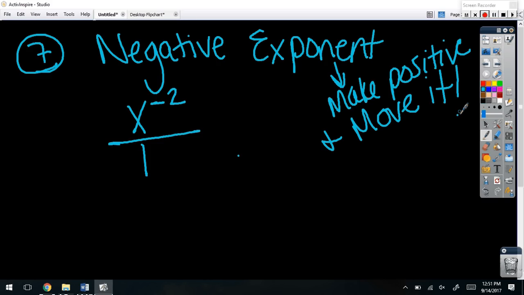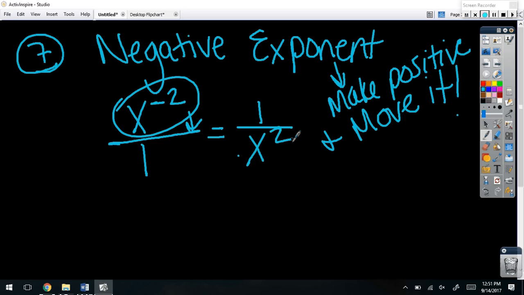What I mean by move it is, if it's in the numerator like it is here, it's going to move, and there's not going to be anything here whenever it does move, so I'm going to hold the place with the 1, and it becomes positive and goes in the bottom. Okay? Only the piece that has the negative exponent moves. I just switched it, that's it.